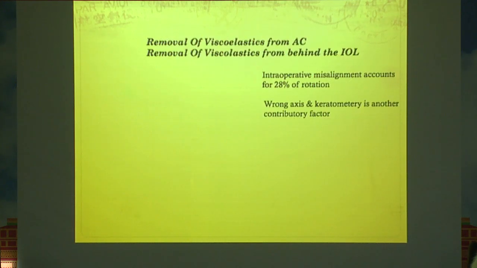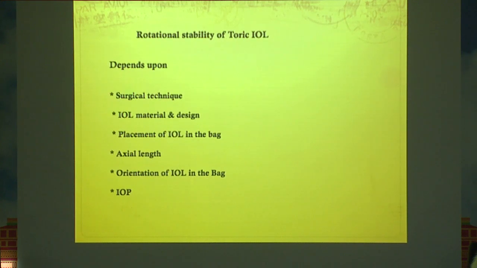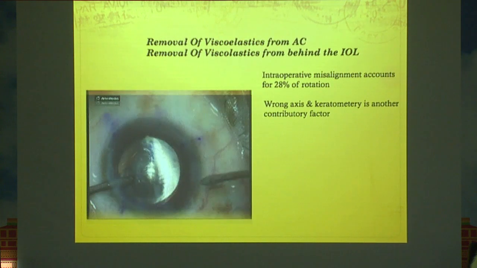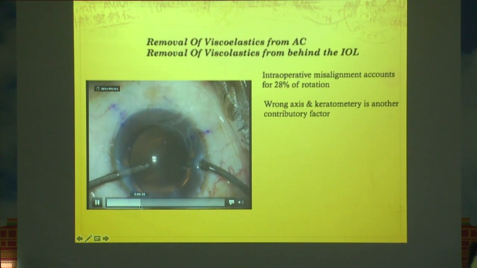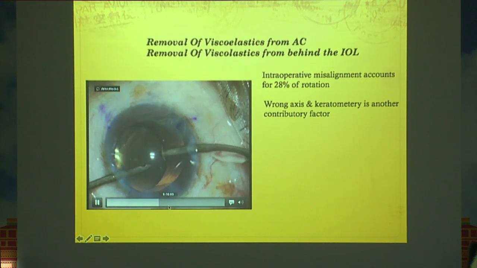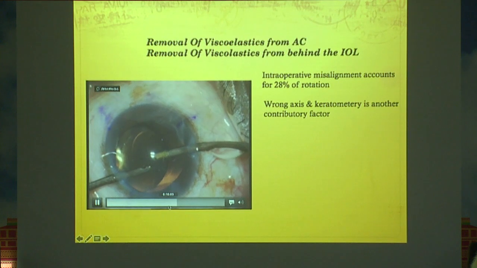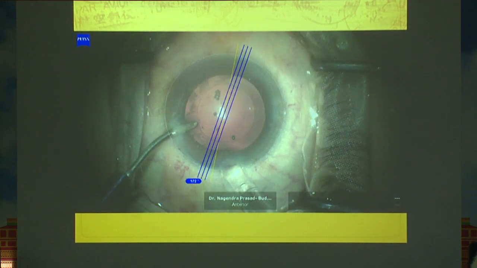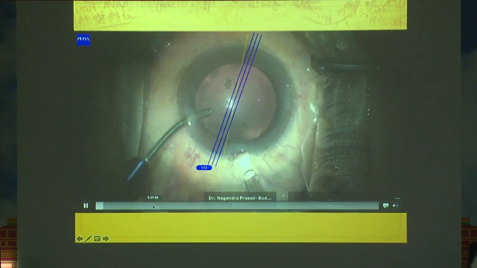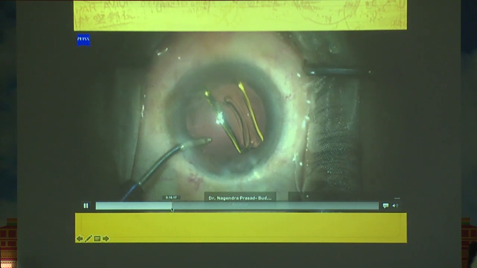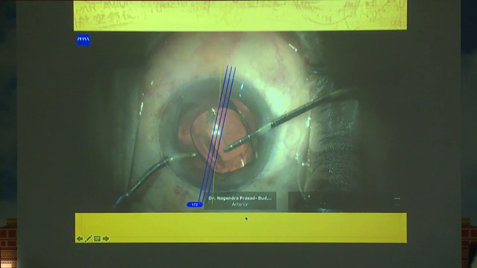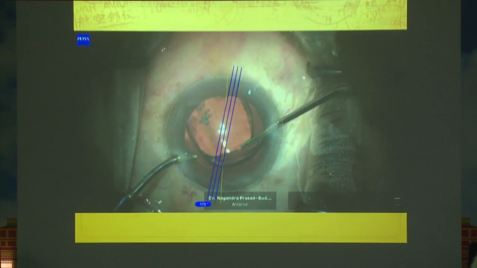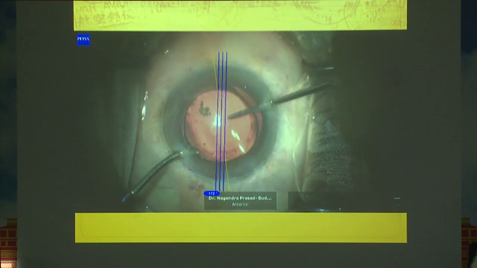Now coming to the intraocular pressure, keep your intraocular pressure at an optimum level. If you overinflate, there is capsular bag enhancement. Removal of viscoelastics is very important, and you must remove it from the posterior aspect after the placement of the IOL. Or you can use the hydroimplantation technique after implantation, so you don't have to remove the viscoelastics from the bag, and you can just align with the axis marker projected from the microscope.